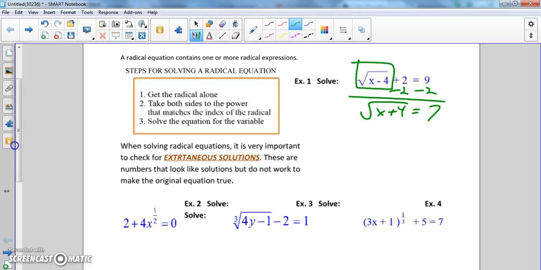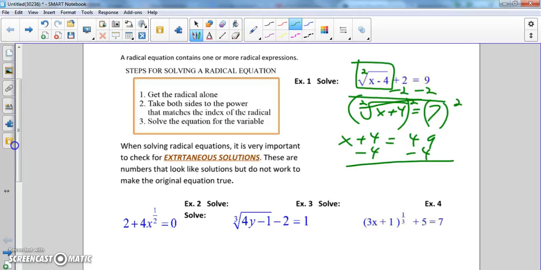Now, take both sides to the power that matches the index of the radical. Now remember, we just know this is a square root. We don't normally write a 2 here. But it's very important to realize that's a 2, because what we're going to do to cancel the square root is to square that entire side. Now what we do to one side, we must do to the other. So squaring cancels the radical, and we're left with x plus 4 equals 49. Now we solve for the variable, step 3, x equals 45.